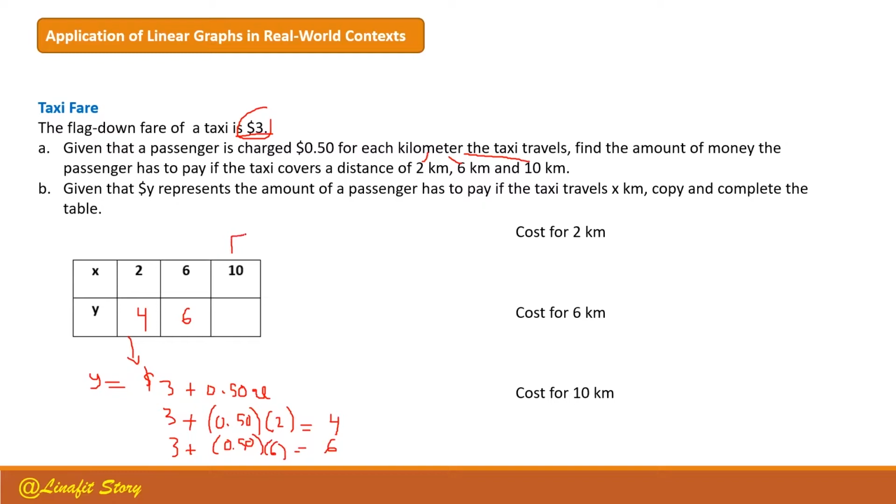And then if x is 10 km, so 3 plus 50 cents times 10 is equal to 8. So the cost for 2 km is $4. The cost for 6 km is $6. And the cost for 10 km is $8.